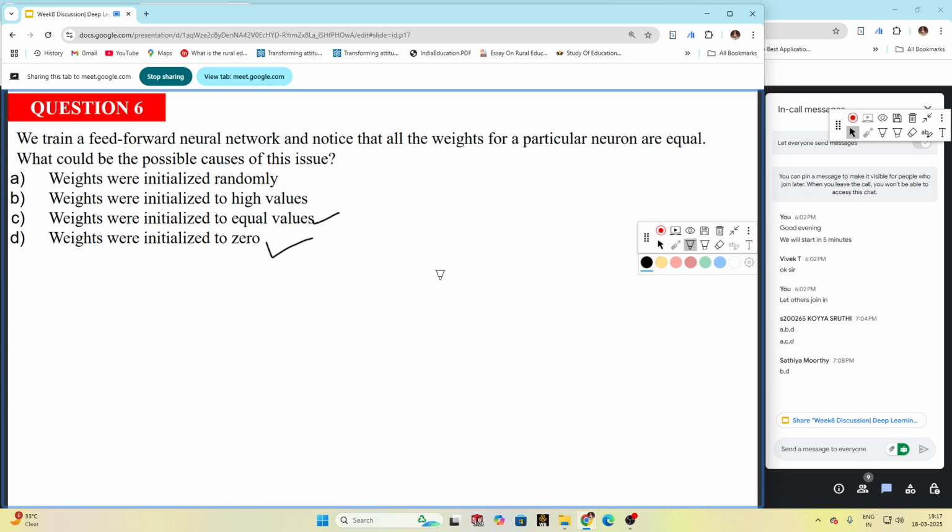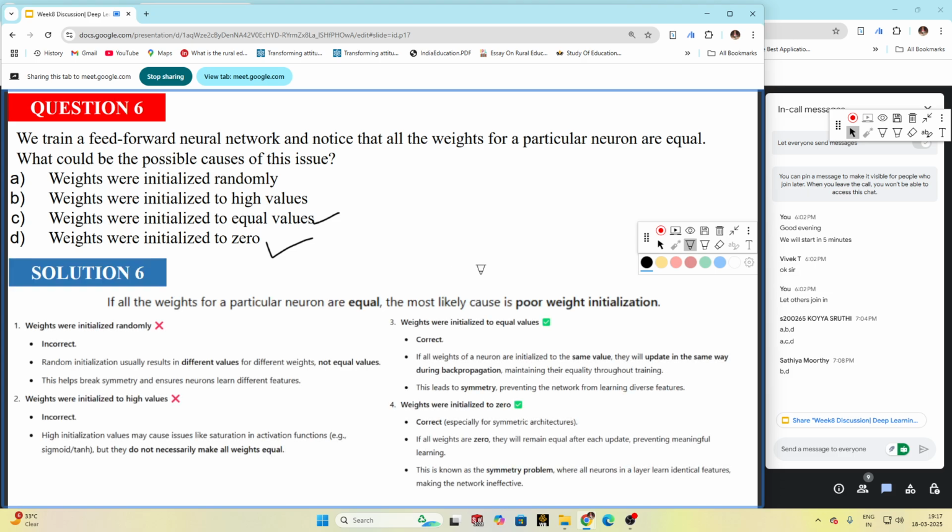Because whenever you initialize weights to 0, backpropagation will not work, because there will be no updation of weights. If all the weights of a neuron are initialized to the same value, they will update in the same way during backpropagation, maintaining the equality throughout the training, and this leads to symmetry. And the second thing is weights initialized to 0. Whenever the weights are initialized to 0, they will remain equal after each update, preventing meaningful learning. So these two are the problems.